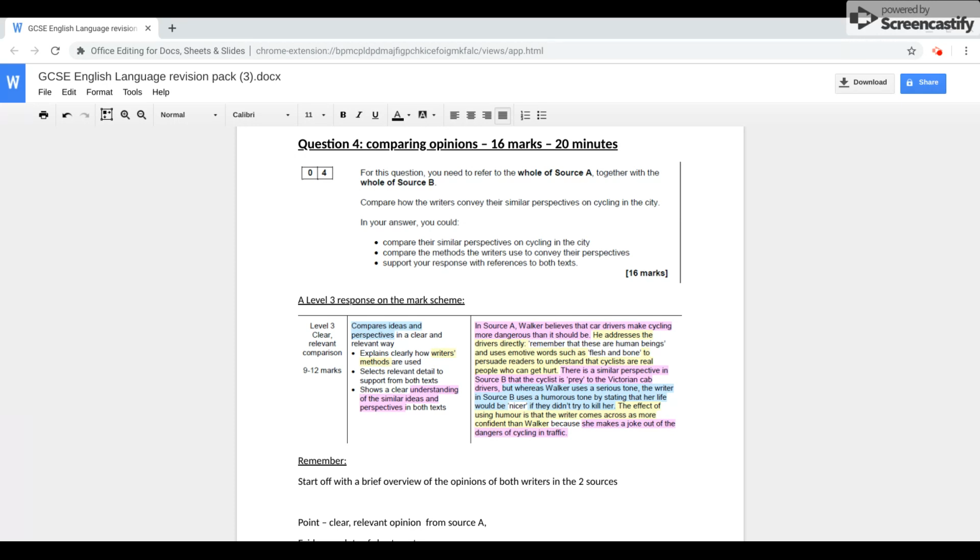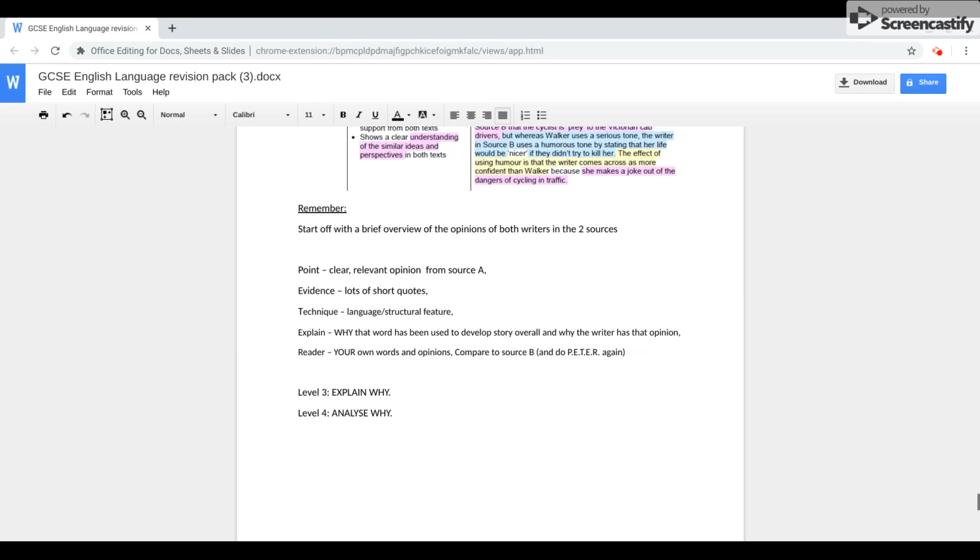Then we've got our methods and our explanations that follow. The effect of using humor is that the writer comes across as more confident than Walker, being the writer of source A, because she makes a joke out of the dangers of cycling in traffic. A close comparison of the two texts and the writer's subject and opinion of the two texts. If you can start looking at using the Peter method, you will see your mark elevated because of it.